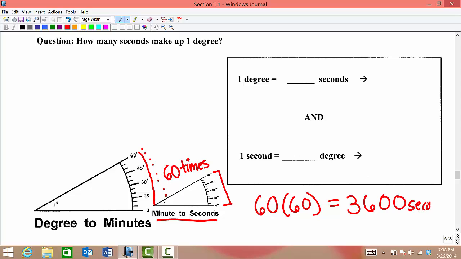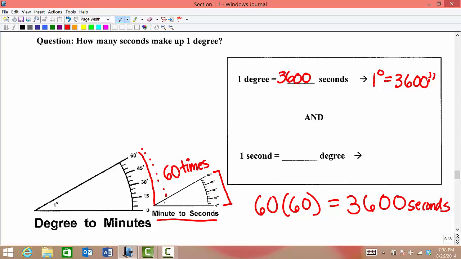3,600 seconds. So every degree has 3,600 seconds. And the notation for that, 1 degree would equal 3,600 seconds.